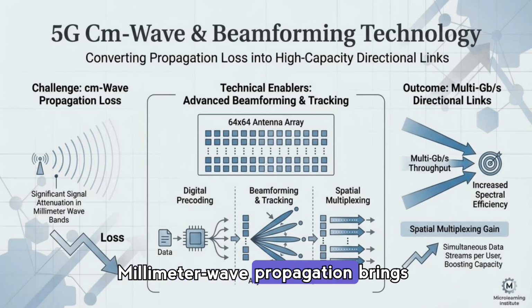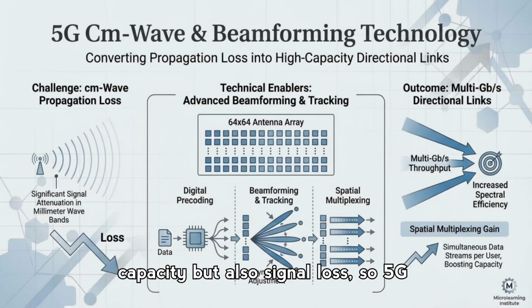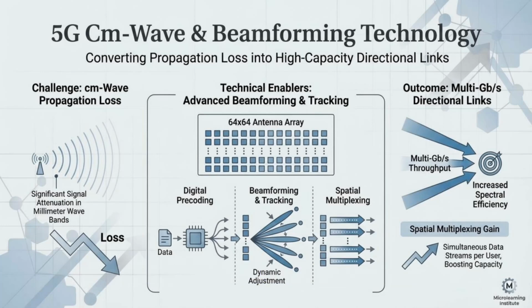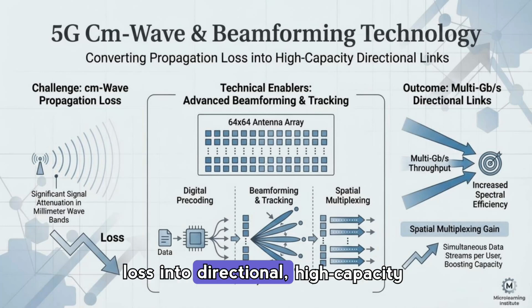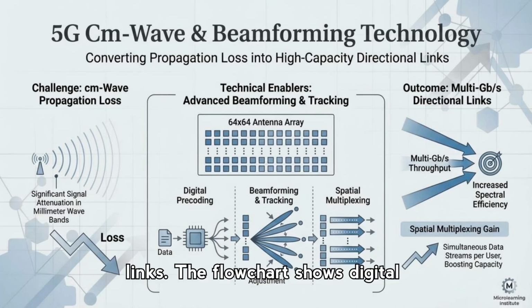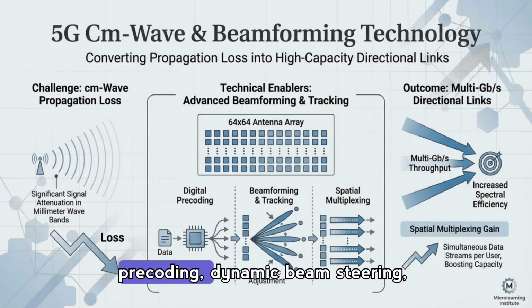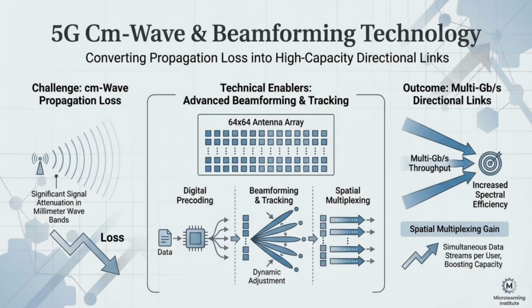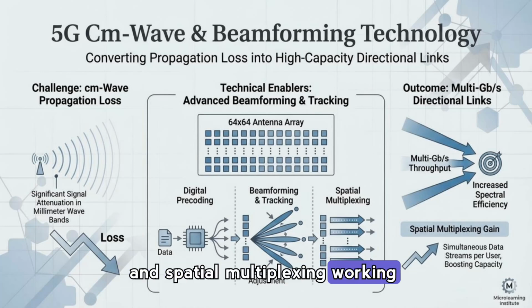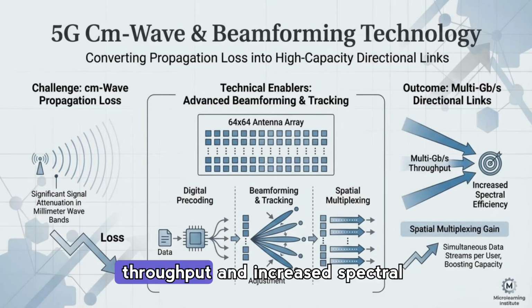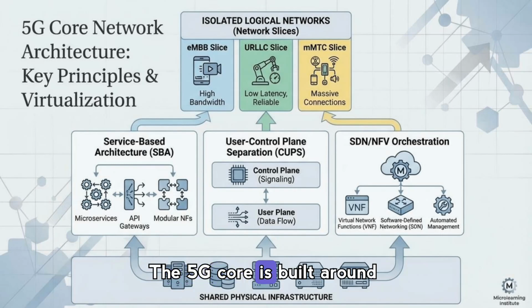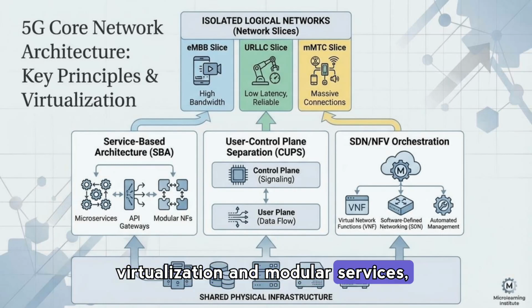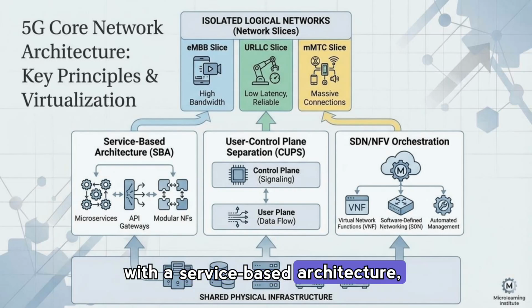Millimeter wave propagation brings capacity, but also signal loss. So 5G uses advanced beamforming and large antenna arrays to turn that loss into directional, higher capacity links. The flowchart shows digital pre-coding, dynamic beam steering, and spatial multiplexing working together to deliver multi-gigabit throughput and increase spectral efficiency.